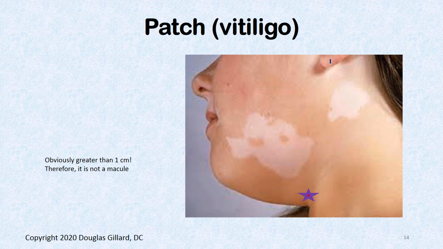Another common example of a patch is a vitiligo lesion. That's definitely bigger than a AAA battery, right? And so that's kind of the opposite. This is an area where no melanocytes are present, and we'll talk about that later on in the class.